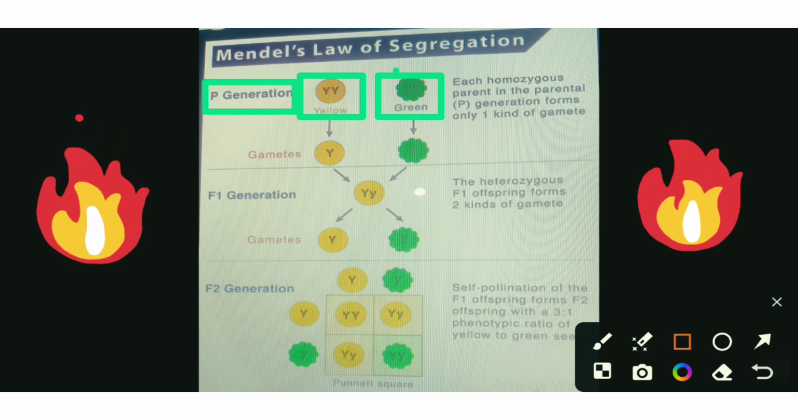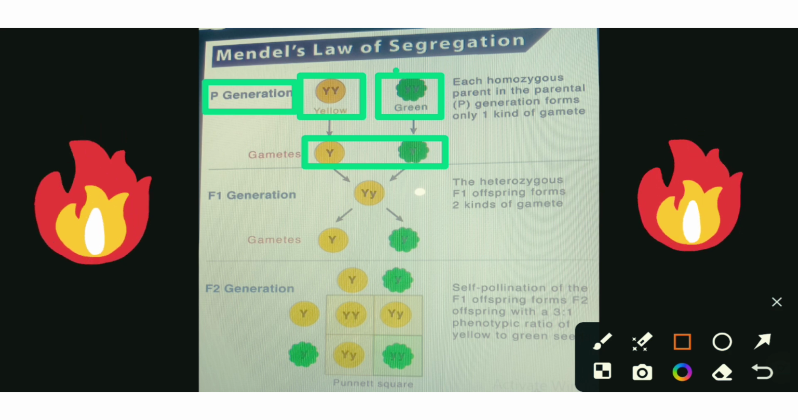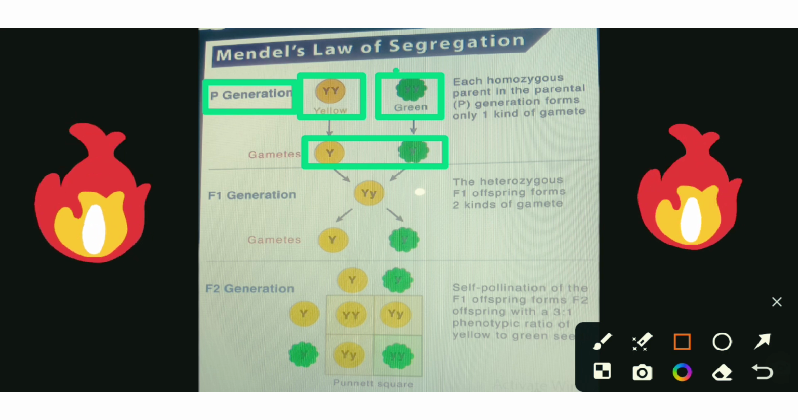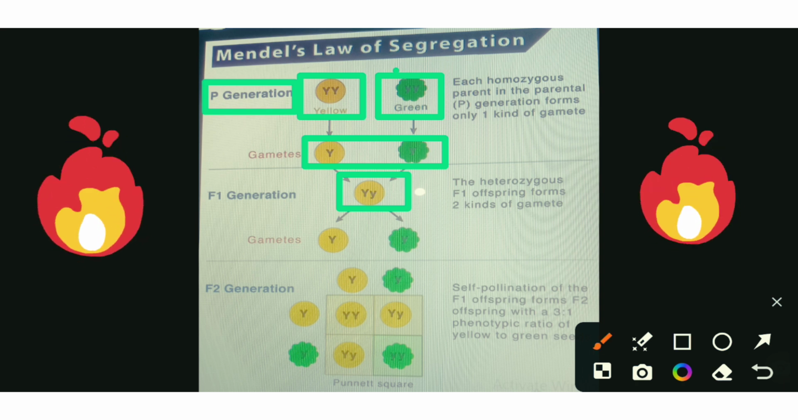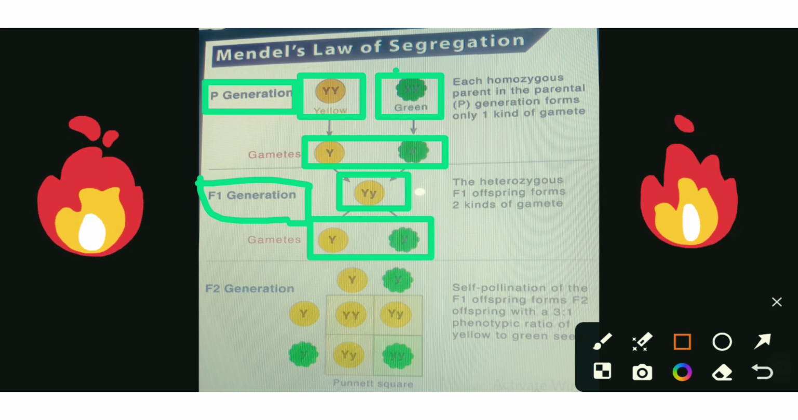So when we took the gametes for this, we took the gametes capital Y for the yellow and circled generation, and small y for the green and wrinkled in shape generation. When we cross this, we get capital Y small y. This is the hybrid plant, and in the F1 generation we can clearly see that capital Y is dominant over the small y. When we segregate this, these gametes will segregate and make capital Y, small y.